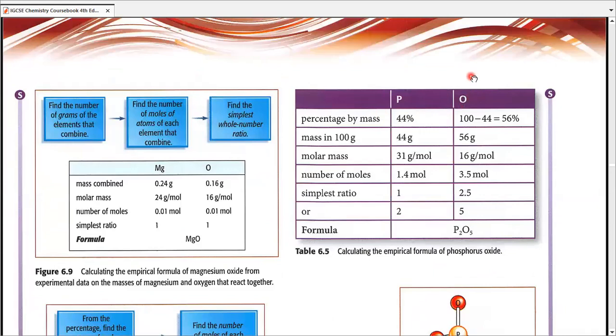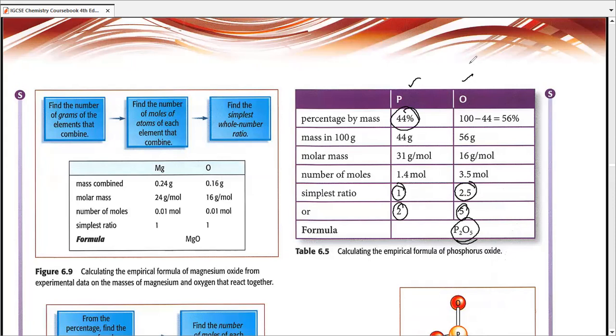This is a very good question for percentage composition, percentage by mass. You'd notice the compound is actually made up of phosphorus and oxygen. See, it's just 44%, and you need to do the rest on your own. So it's 100 minus 44. It's almost the same process. Take a look at it. The simplest ratio after we're done with the molar ratio step is just 1 and 2.5. Then you need to simplify it. In order to simplify it, you get to 2 and 5, and that's how you wind up with this formula, P2O5.